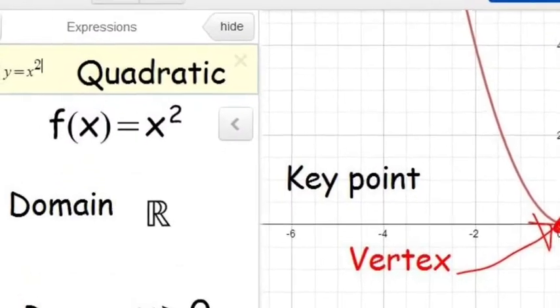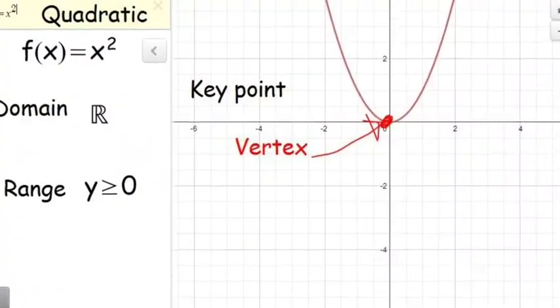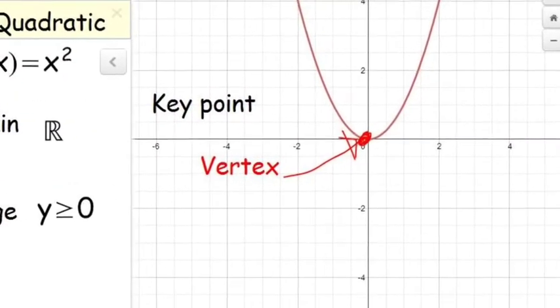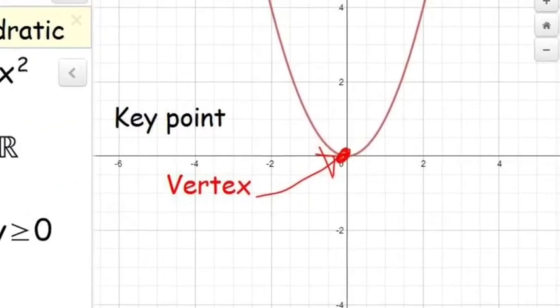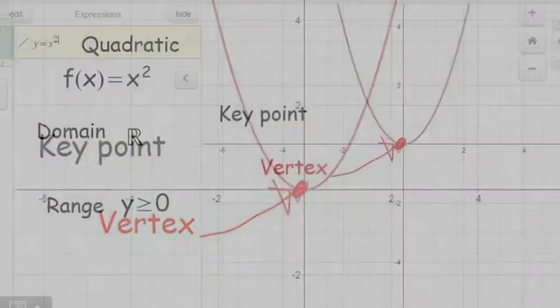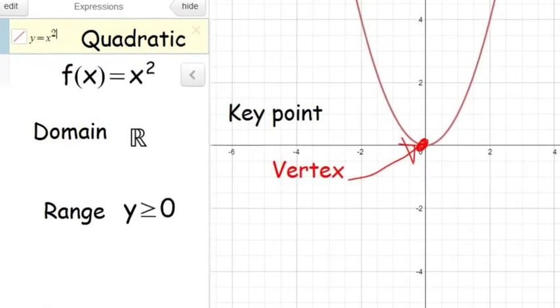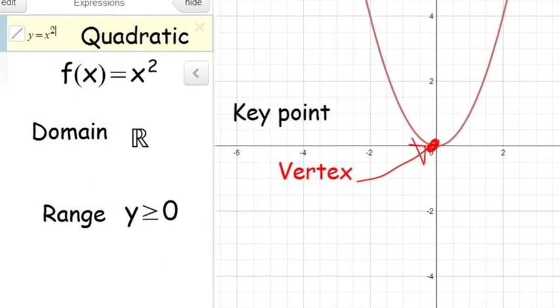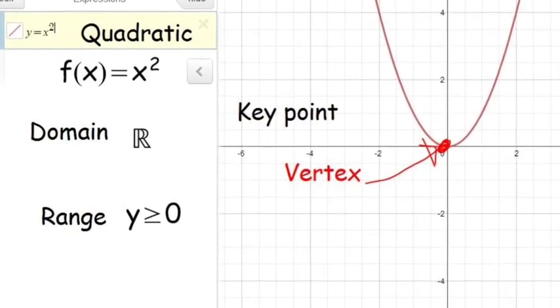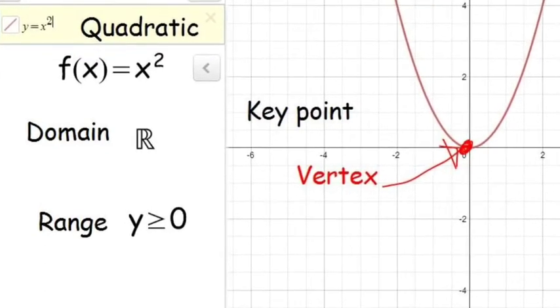Next up are quadratics. F of x equals x squared. In this case, the key point on our graph is going to be that vertex, the bottom of the parabola. And in the parent function, the vertex is located at 0, 0, the origin. For these graphs, the domain represents all reals. Any real number can be plugged in for x. The range, however, represents all the values greater than or equal to 0, since our parabola is only in the positive range.